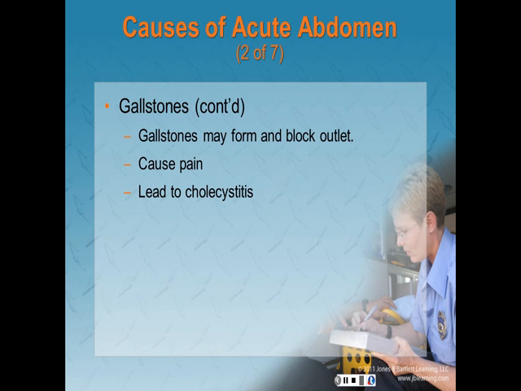Gallstones. The gallbladder is a storage pouch for digestive juices and liver waste. Gallstones may form, and if the blockage does not pass, it can lead to severe inflammation of the gallbladder called cholecystitis. This is a condition in which the wall of the gallbladder is inflamed, and it can rupture.